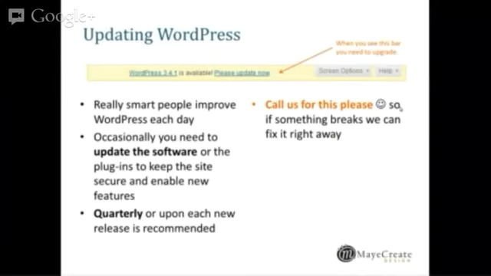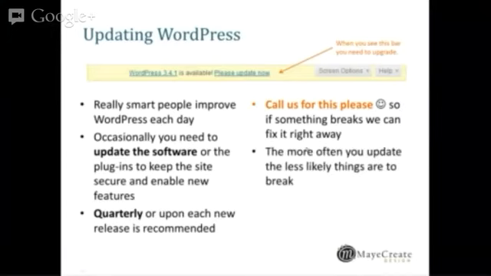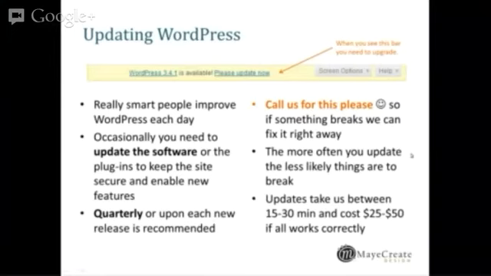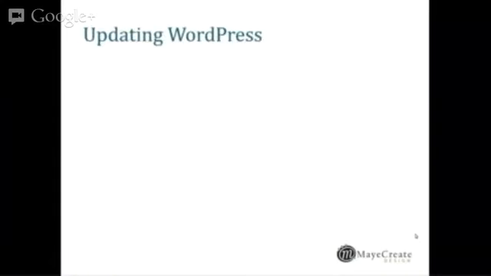If we have it on the schedule and we're doing it for you, then your scheduled time includes fixing it too, and we're going to make sure that it's up and running as quickly as possible. The more you update, the less likely things are to break. And if you ask us to update it for you, it only takes us between 15 and 30 minutes generally. So it costs between $25 and $50. And we will always let you know if we think that something's going to break and what the cost would be if it did. So we like to keep you very informed of those things.